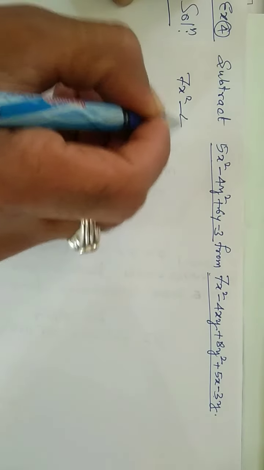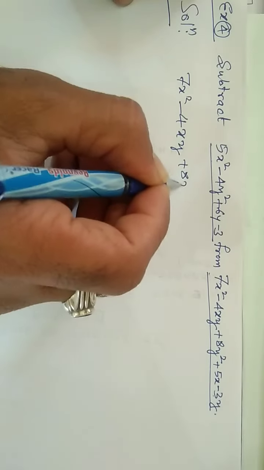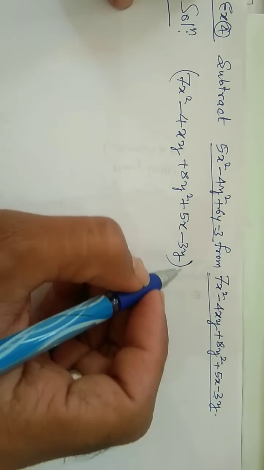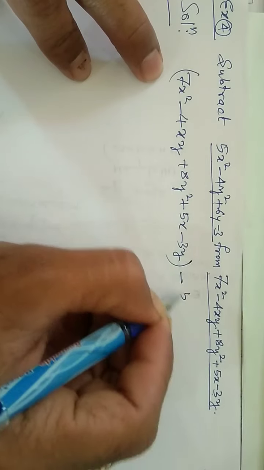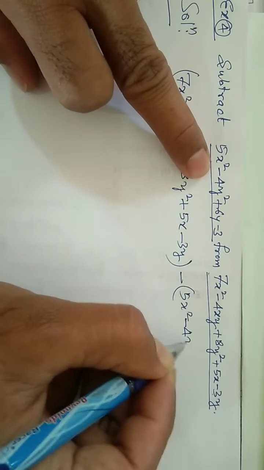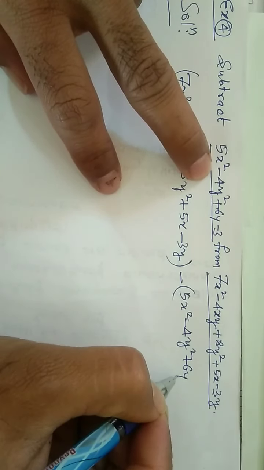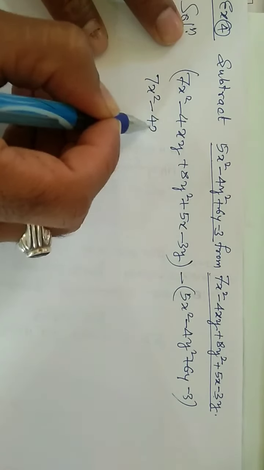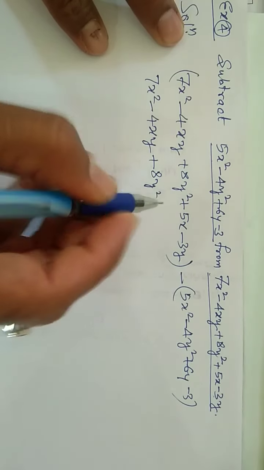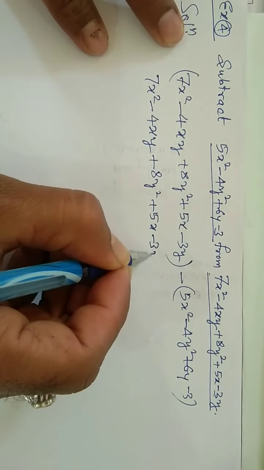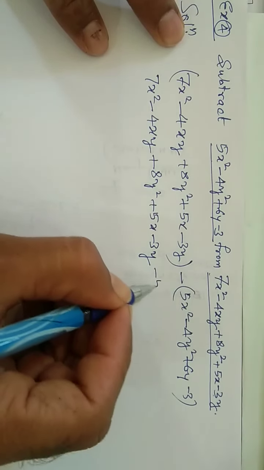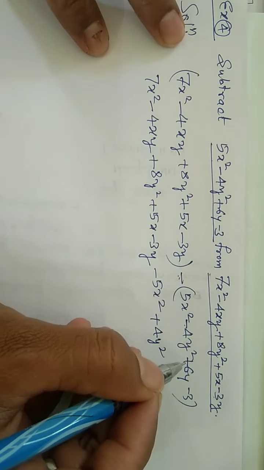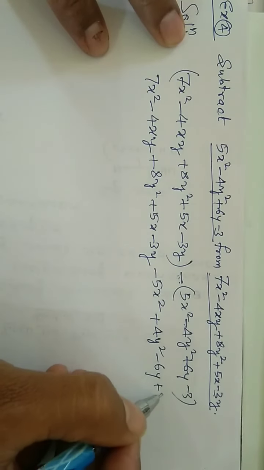7x square minus 4xy plus 8y square plus 5x minus 3y. From this we have to subtract this: minus 5x square minus 4y square plus 6y minus 3. So I write this as it is, 7x square minus 4xy plus 8y square plus 5x minus 3 minus 3y. Minus into 5x square, that is minus 5x square. Minus into minus, that is plus 4y square. Minus into plus, that is minus 6y. Minus into minus, that is plus 3.